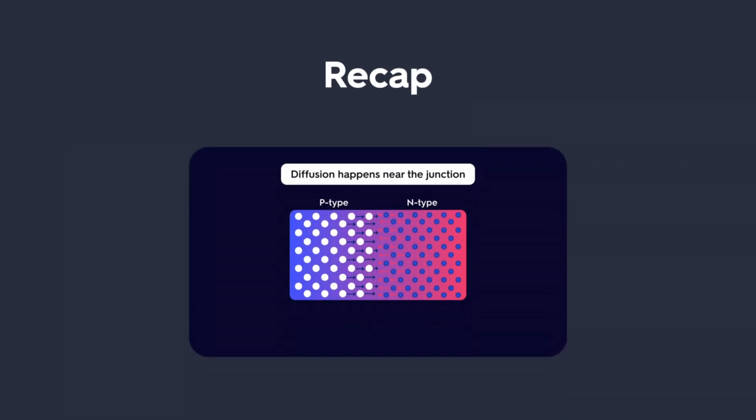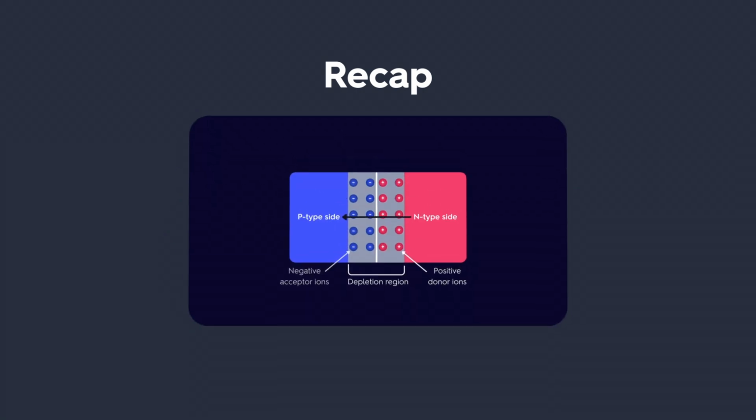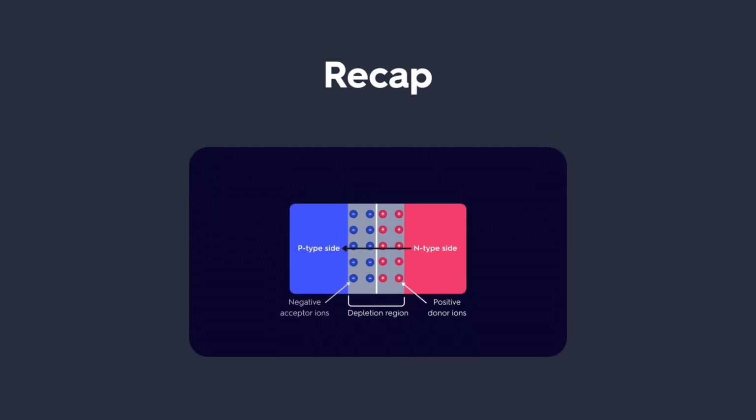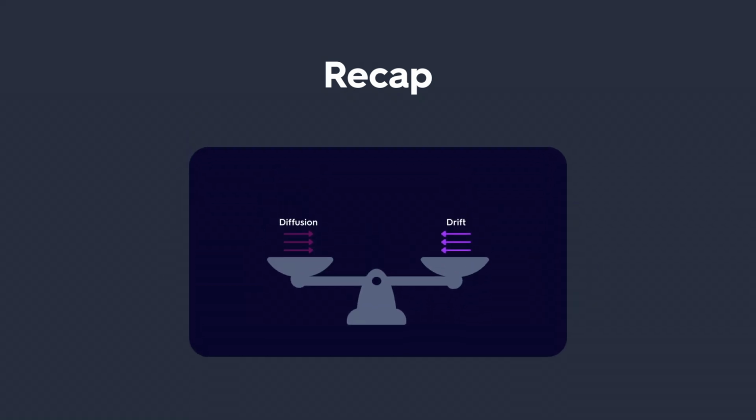To recap, carriers first diffuse across the junction and recombine near the boundary. That exposes fixed dopant ions, creating a depletion region and an electric field. Equilibrium happens when diffusion is balanced by drift driven by that field.